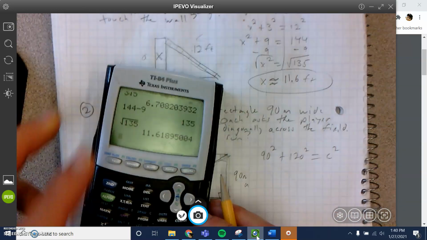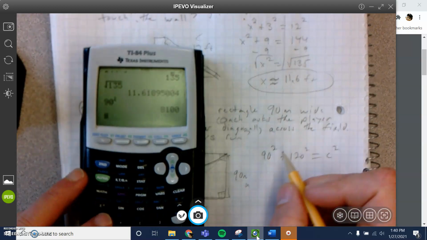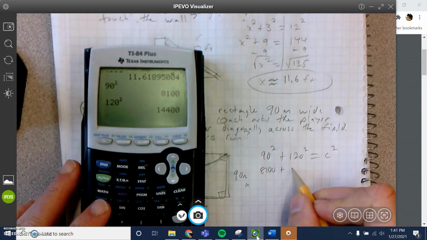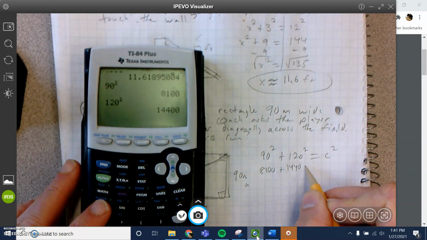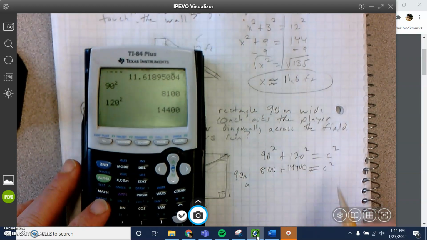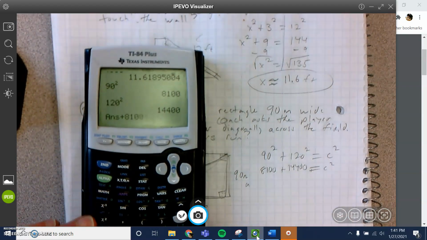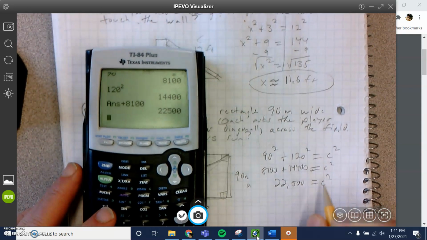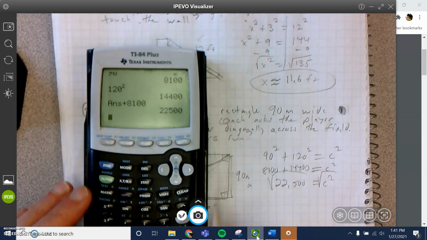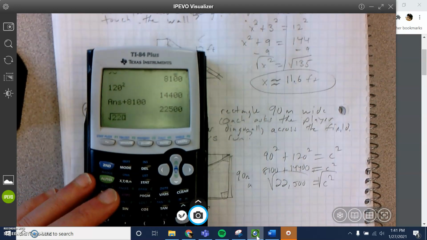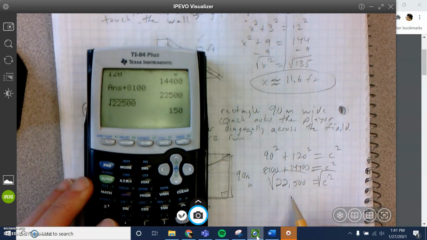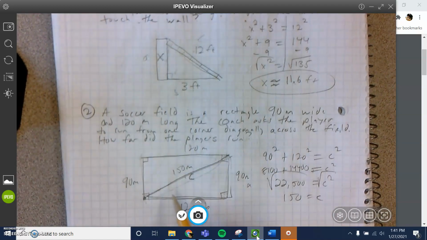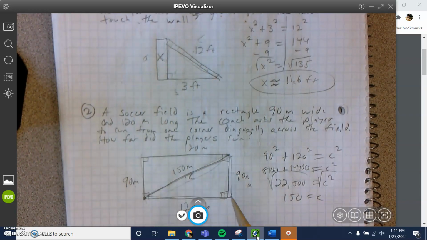Okay, so 90 squared is 8,100. 120 squared is 14,400, equals c squared. Add them up: 22,500 equals c squared. Square root it, and that is 150. So c equals 150 meters. And that makes sense because the hypotenuse is bigger than both legs. Okay.